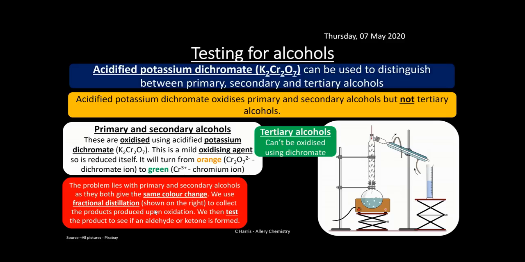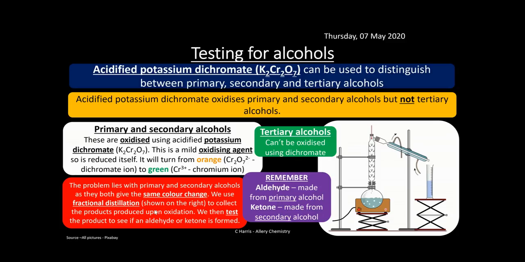use fractional distillation, which we can see shown on the right there, to collect the products upon oxidation. Then we can test the product to see if an aldehyde or ketone is formed. So the first thing we need to do is heat that up, distill it, get our first product, and then test it for aldehyde or ketone. Remember, an aldehyde is made from a primary alcohol and a ketone is made from a secondary alcohol. So if there's an aldehyde in there, we know we've had a primary alcohol, and if there's a ketone in there, we've had a secondary alcohol.